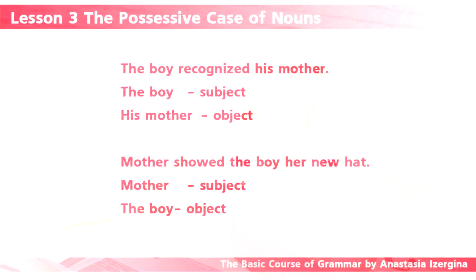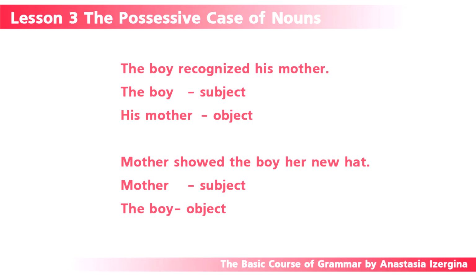There are only 2 cases in English, the common case and the possessive case. The common case has no endings used with the noun. The function of the noun in common case depends only on the position of this word in the sentence. For example, the boy recognized his mother. The boy is a subject, whereas his mother is an object.